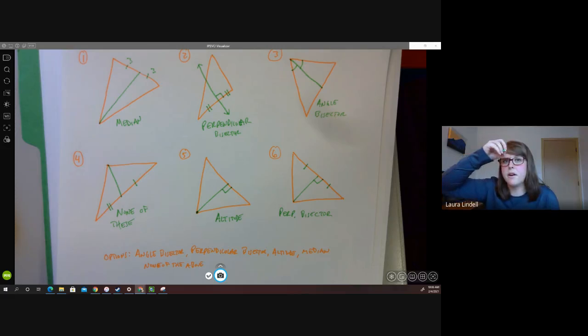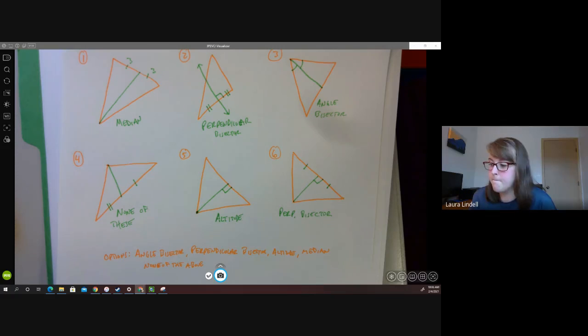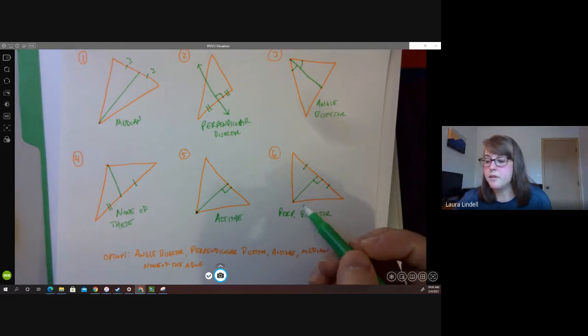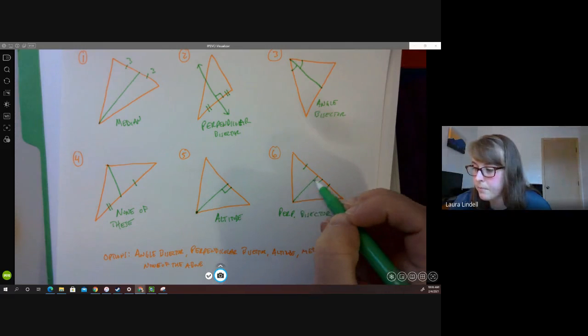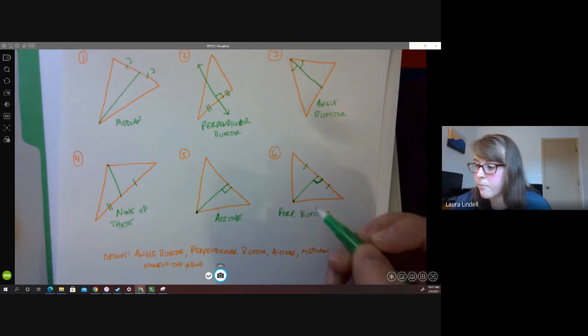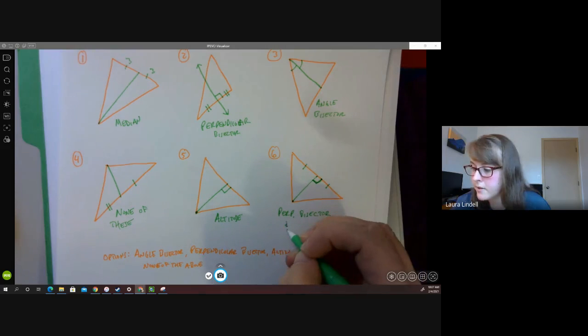There are some different triangles where a perpendicular bisector could also be an altitude. So going from one corner, a vertex, to the opposite side and it's perpendicular makes it an altitude. And then the fact that it cuts the side in half also makes it a perpendicular bisector.